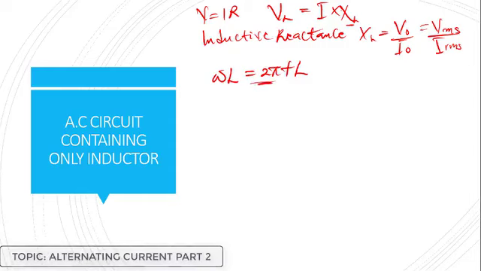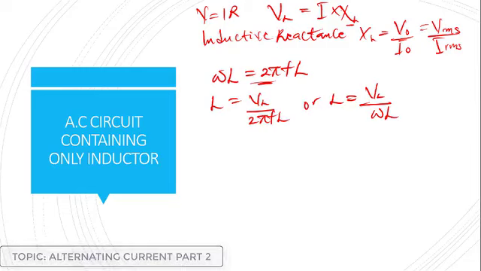So this is the formula we use to find inductive reactance. The inductance of an inductor L can be given by the voltage across the inductor over 2 pi f, or the inductance equal to the voltage across the inductor over the angular frequency. Now let's take a question here.